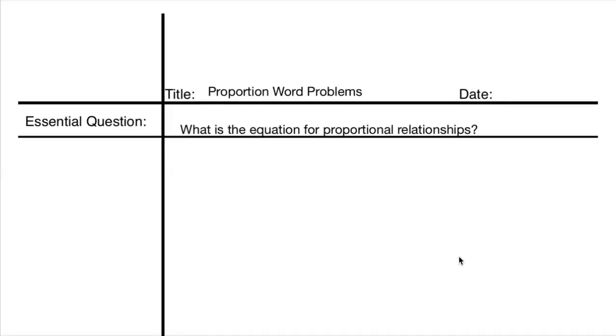Today we'll be taking notes called proportion word problems. So we're looking at proportions, proportional relationships, and we're going to put them in the context of word problems today. Essential question: what is the equation for proportional relationships? So let's look at a couple problems here, and we'll look at the equation as well.